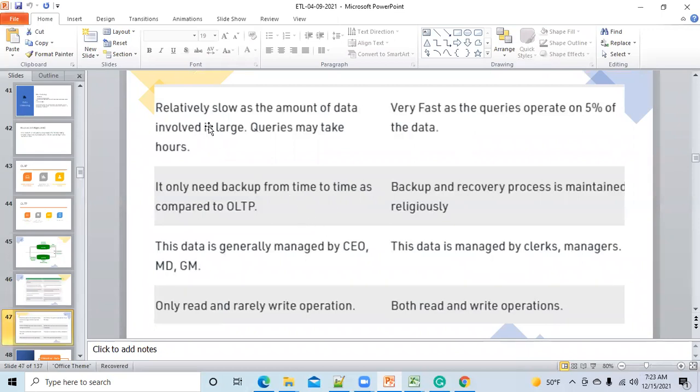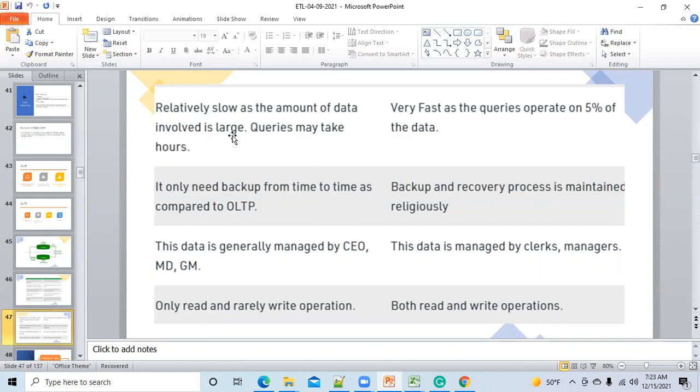Relatively slow, as the amount of data involved is large. Queries may take hours. So why am I saying that this is a relatively slow data warehouse? It consists of more data. We have to apply more joins in queries. Correct. So this consists of a large amount of data.